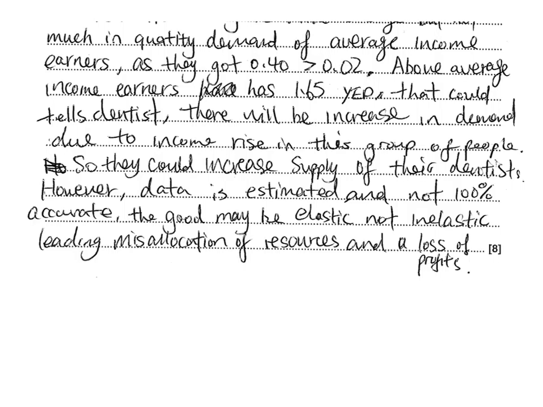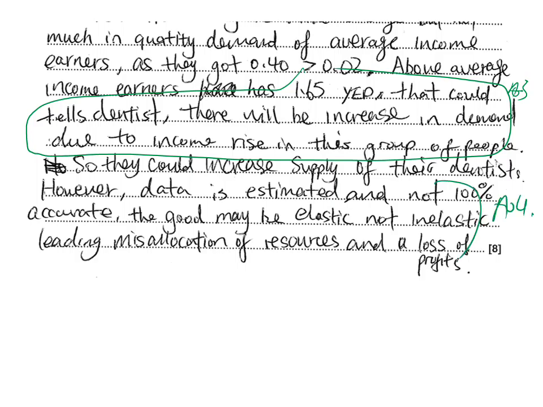Greater than above average income earners, I've always said that could tell the dentist there will be an increase in demand due to the income rise in this group of people. This one is correct now, so a rise in income will lead to a rise in demand significantly for that group. They can increase supply of their dentist, however data is estimate and not 100% accurate. The good may be elastic, not inelastic, leading to misallocation of resources. A good EO4 point there as well.